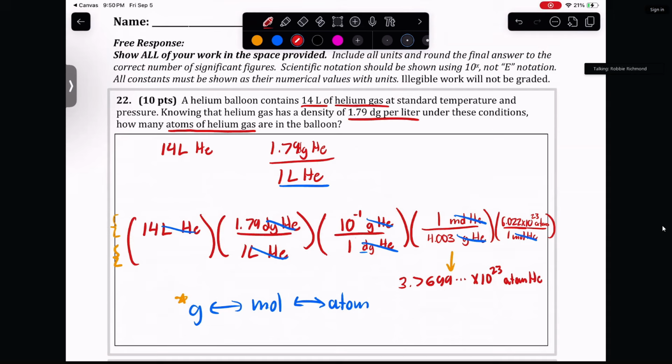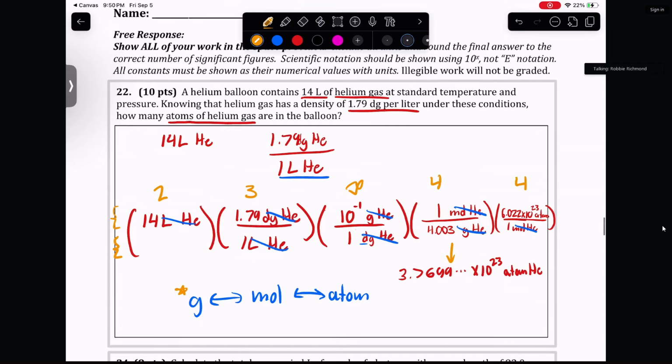So let's go over them. 14 liters of helium, that's 2 sig figs, that is measured. This density, that's 3 sig figs, measured. This is infinite sig figs. The definition of decigrams is 10 to the negative 1 grams. This is going to be measured on the bottom, 4.003 grams of helium. That's 4 sig figs. And this is also 4 sig figs.